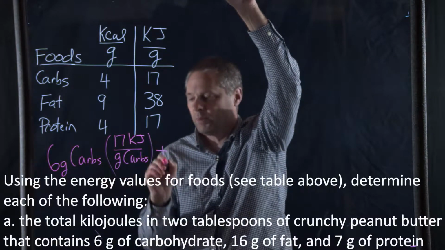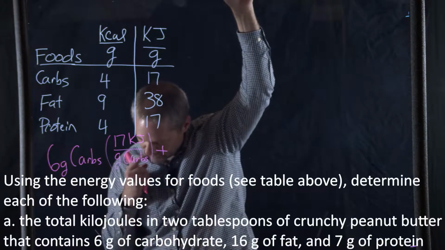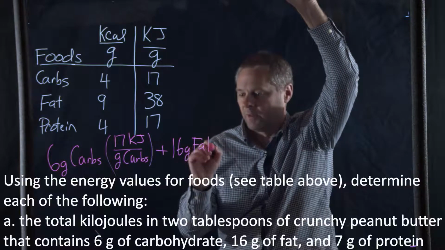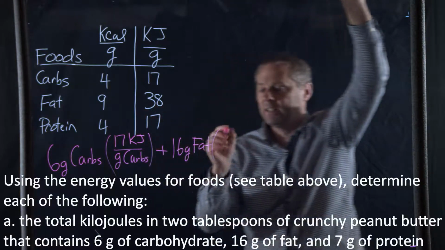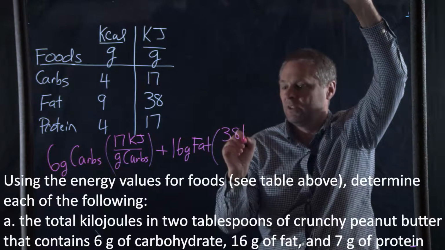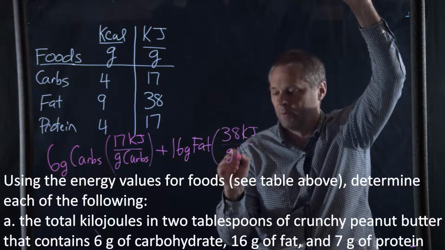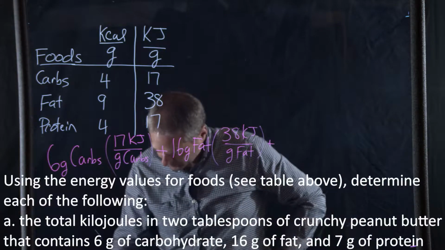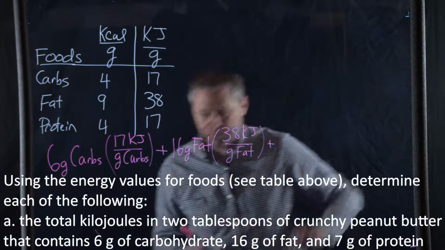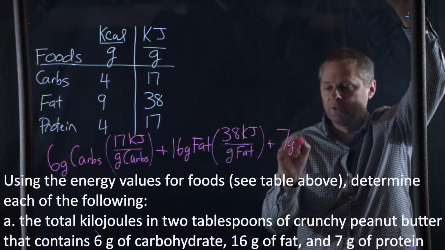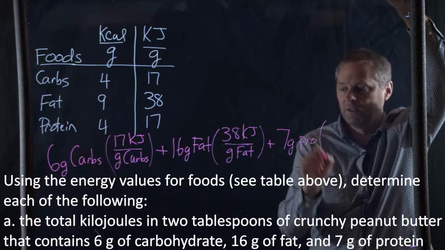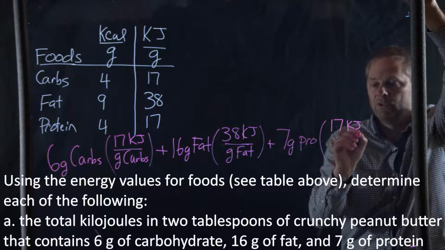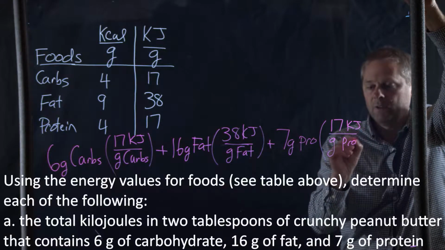of carbs. Plus, the next one asks for 16 grams of fat. So we have 16 grams of fat. All right, so fat is going to be 38 kilojoules per gram of fat. All right, plus, then we have 7 grams of protein. So 7 grams of protein is going to be 17 kilojoules per gram of protein.